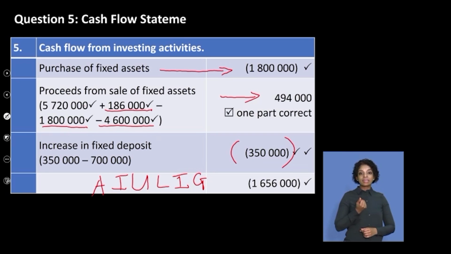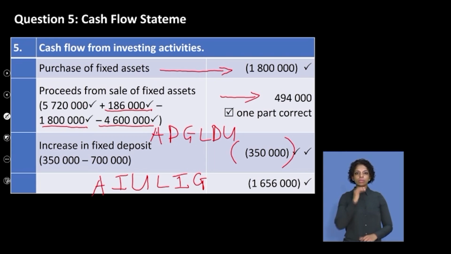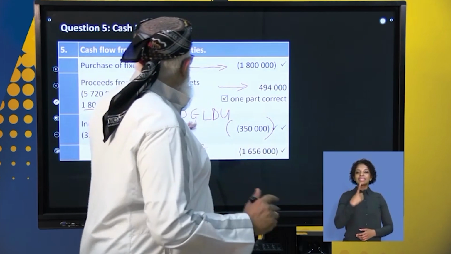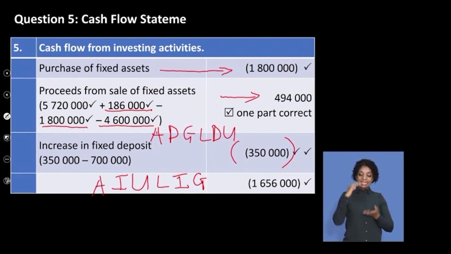That's the one. The other one is this one here. ADG LDU. And what is this one here? It says when an asset is decreasing in value, we are generating cash. That means cash is coming in. And when a liability decreases in value, we are utilizing cash. Remember these two acronyms when you are doing the cash flow statement.